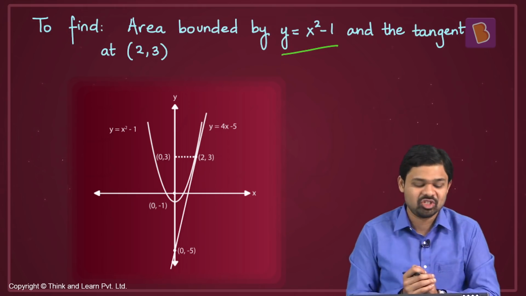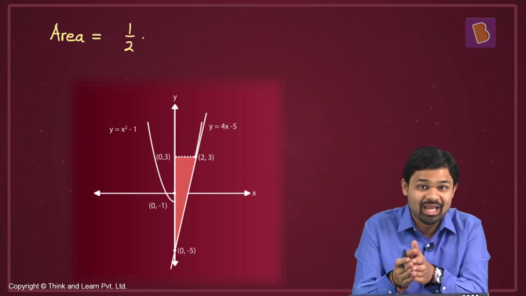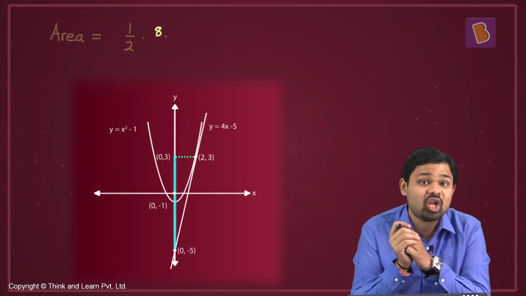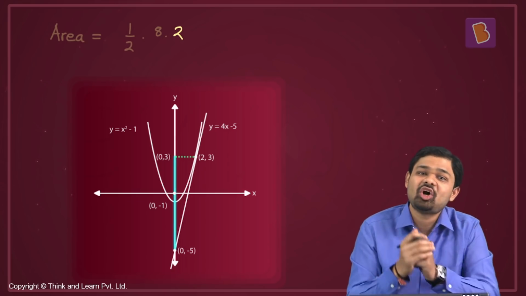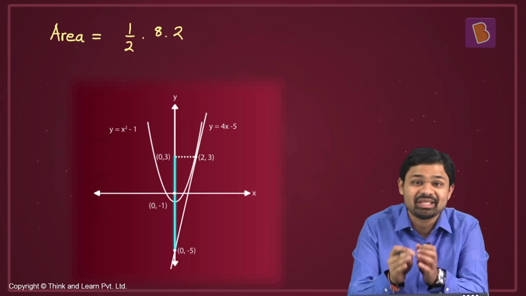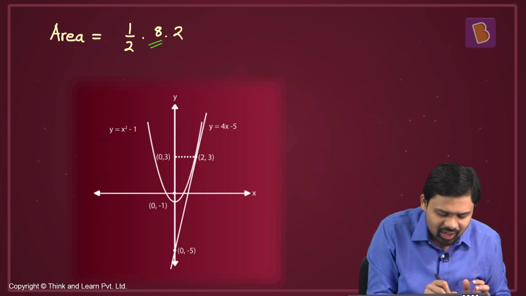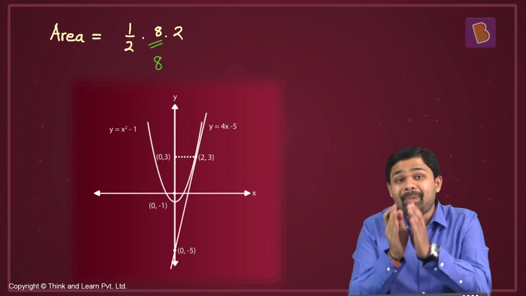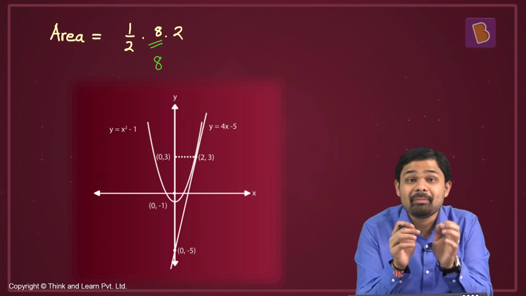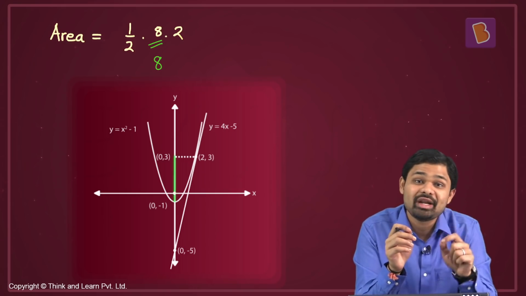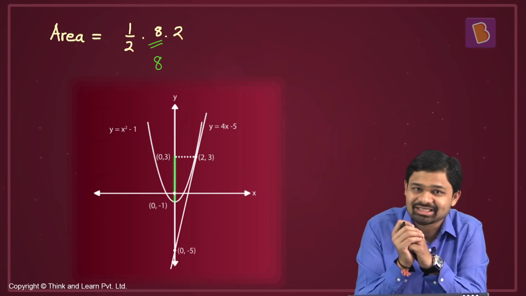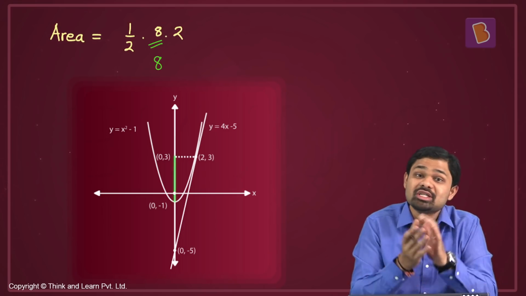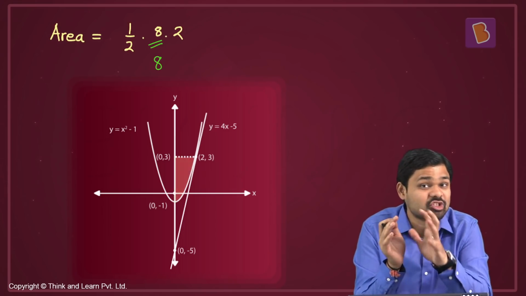This is what happens. The area of the triangle is 1/2 times 8. There are 8 units along the y-axis, and the distance along the x-axis is 2. So 1/2 times 8 times 2 gives me an answer of 8, minus the integral from -1 to 3. These are the coordinates along the y-axis, whose area we have to subtract: the area of the parabola that has to be subtracted.